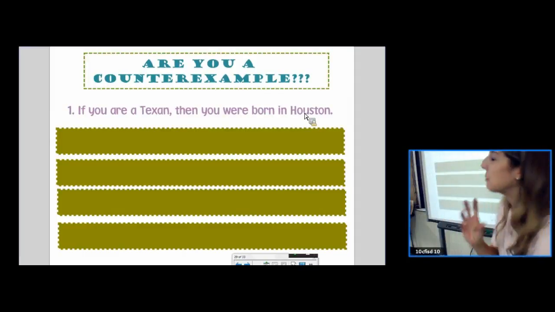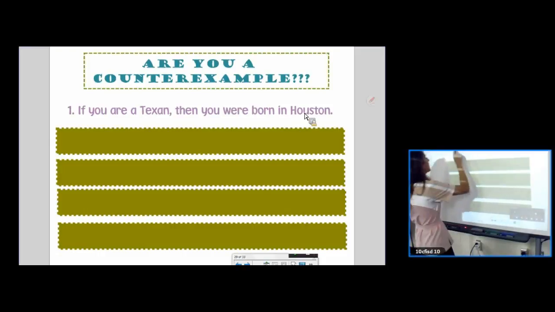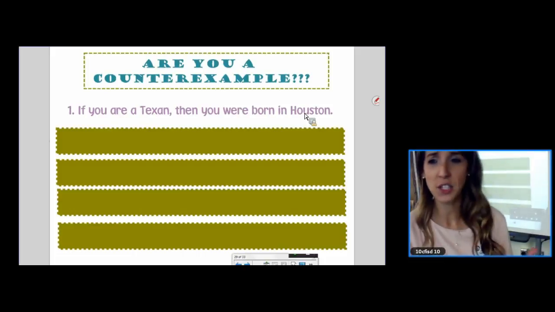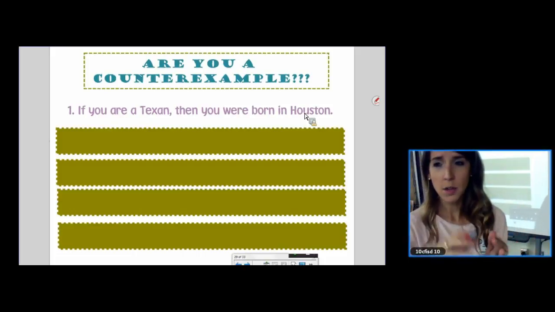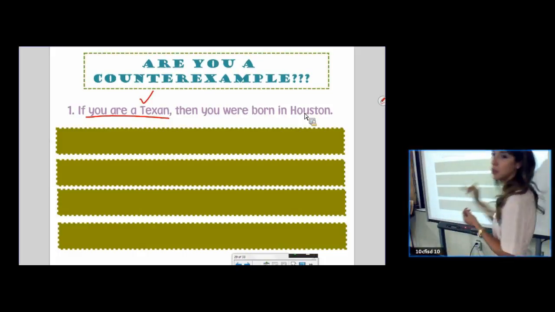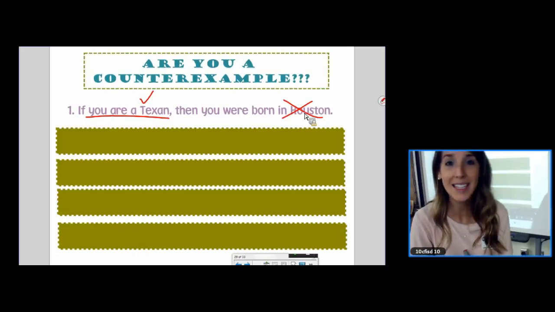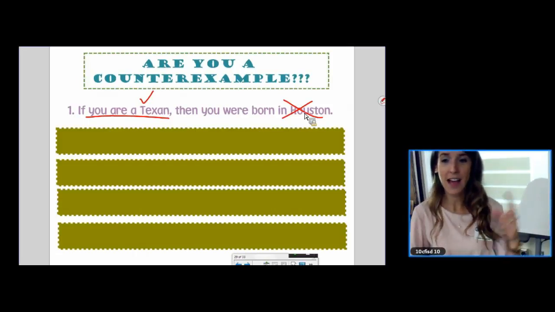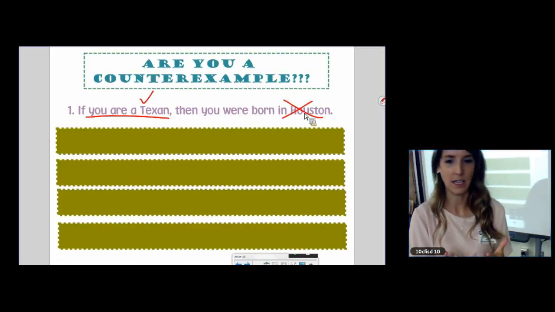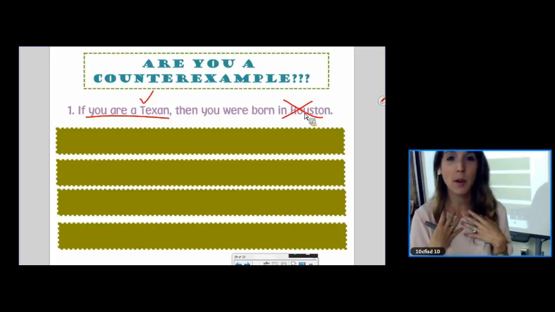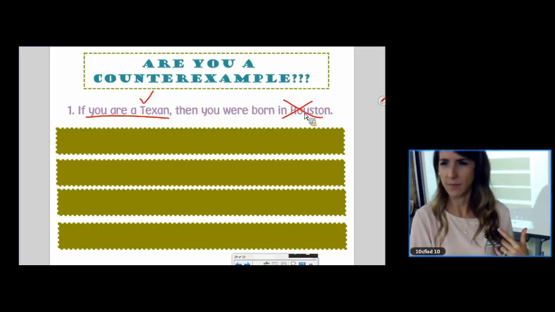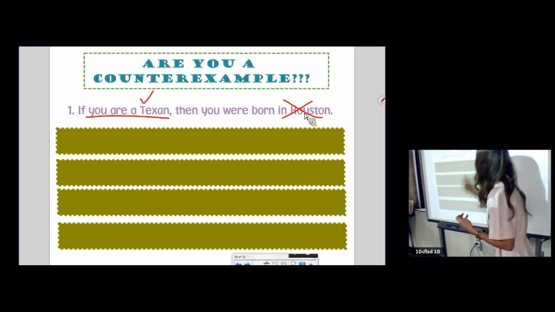Let's go over it. So this is what I tried to stress to you guys. You need to make the hypothesis true. You're not trying to make the whole sentence false. You want half of it to be true so that, boom, you can prove it wrong. You want the hypothesis to be true and the conclusion to be false. You need to be a Texan, not a New Yorker, not a Californian. You need to be born in Texas, but not born in Houston. It's like I'm a counterexample because I was born and raised in Dallas. So I'm a Texan, born and raised, but I was not born in Houston. Sound right? Try the next one.